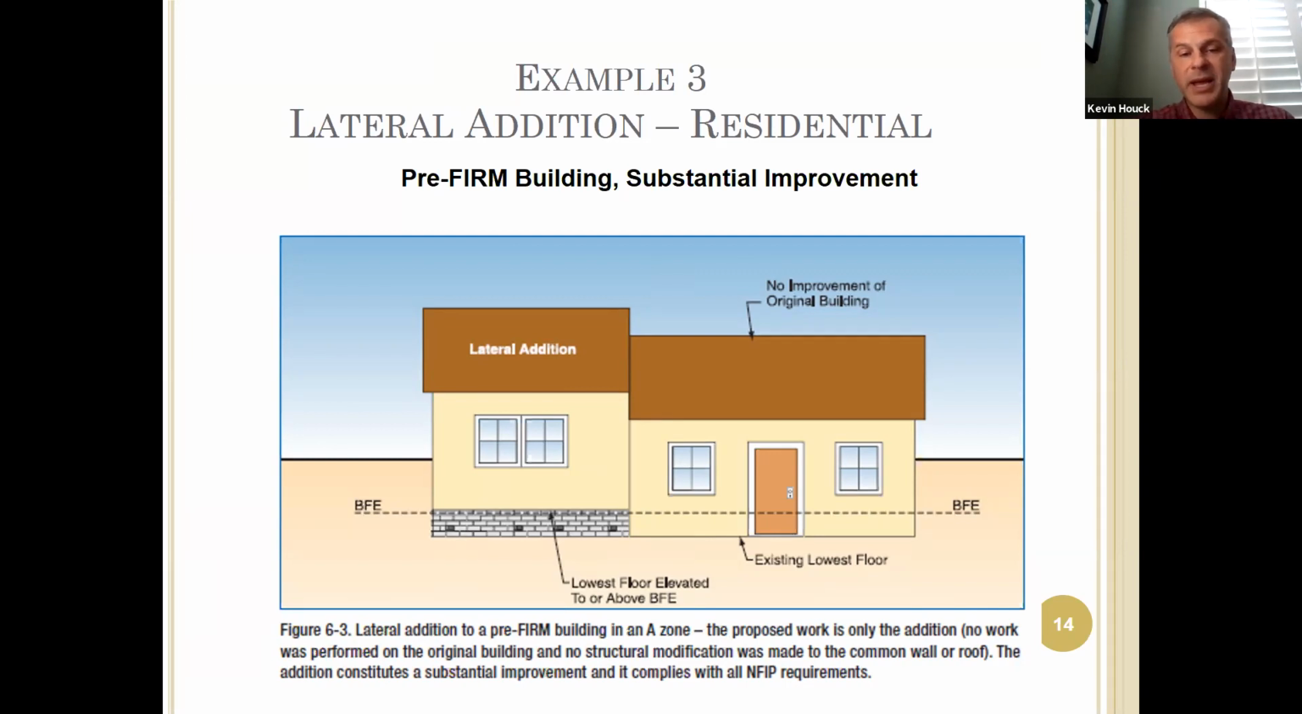Now you still have to make the lateral addition compliant with current standards. So you can see they've done that by placing it on a stem wall there and putting the flood openings in there. It basically functions as kind of a separate building right there. Okay, hopefully that makes sense.